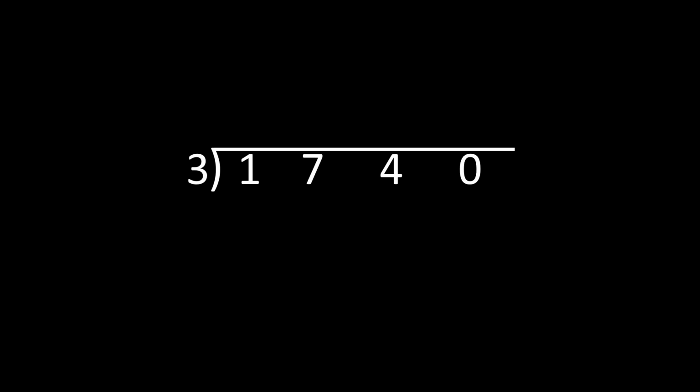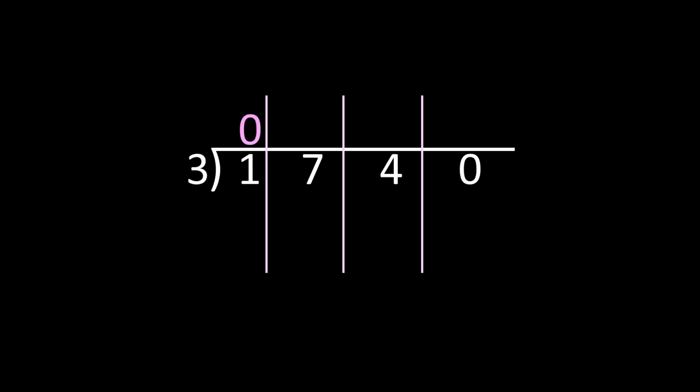We're going to divide 1,740 by 3. And the first thing I'm going to do is divide my dividend into sections, placing one digit in each section. Then I'll work my division steps one section at a time, starting with the 1. 1 divided by 3 is 0. 0 times 3 is 0. And 1 minus 0 is 1.